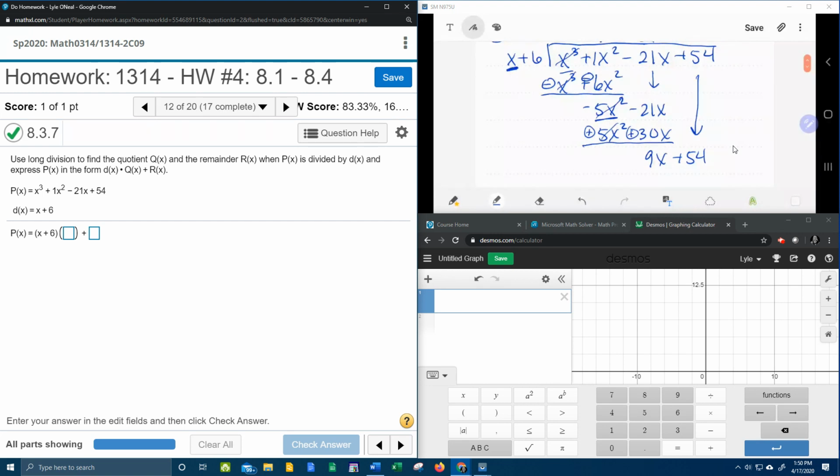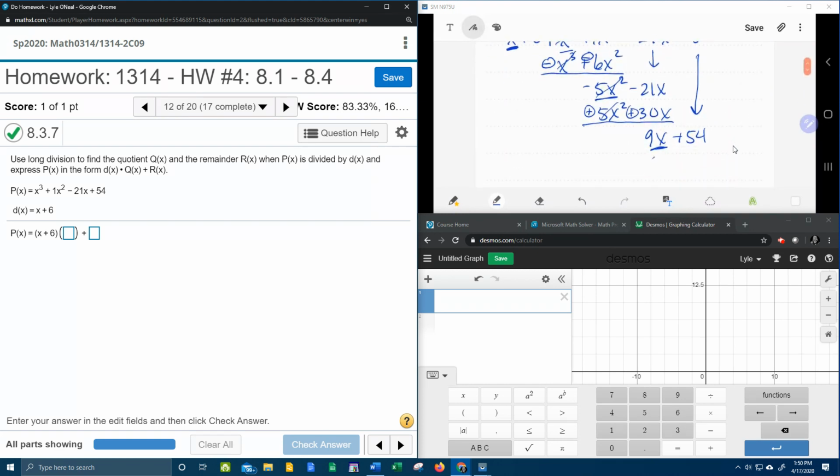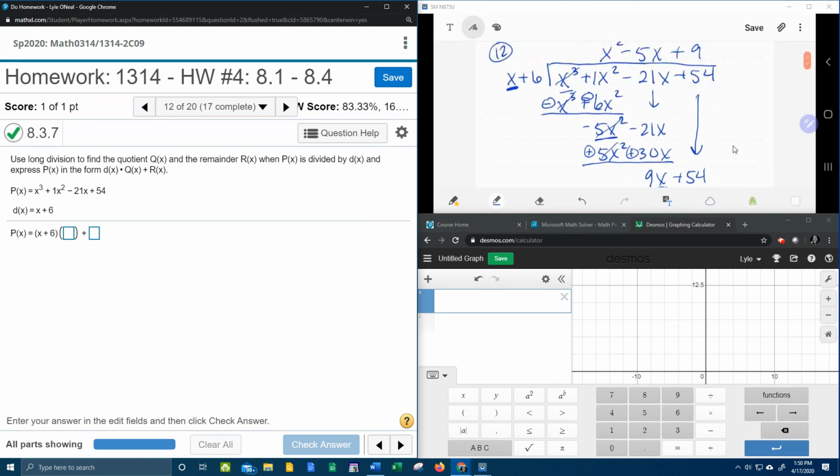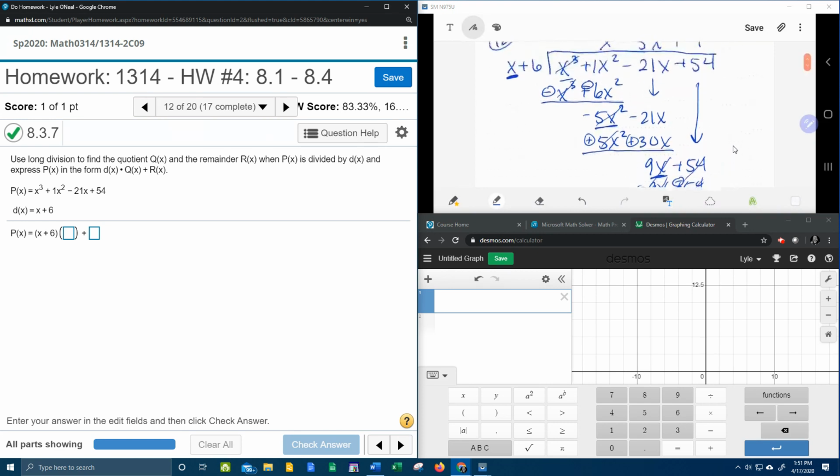So how many times does x go into 9x? 9x divided by x, that is a plus 9. And then we're going to distribute. So we have 9 times x gives me 9x. 9 times 6, that's a plus 54. Draw the line, change the sign, and then combine. Everything cancels, leaving me a zero remainder.